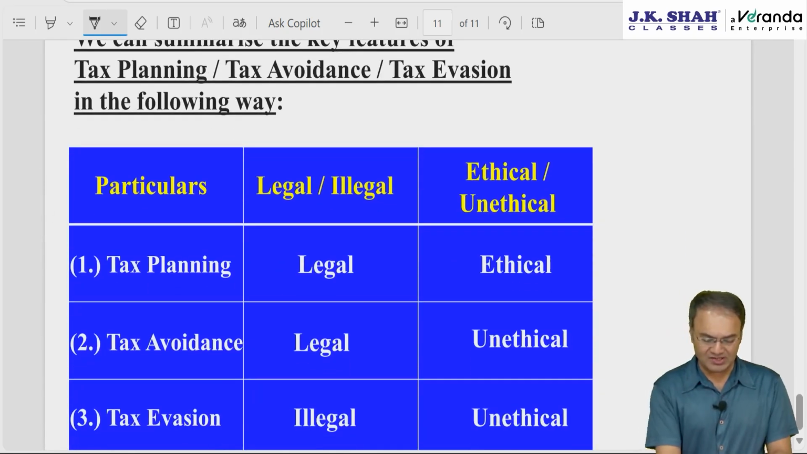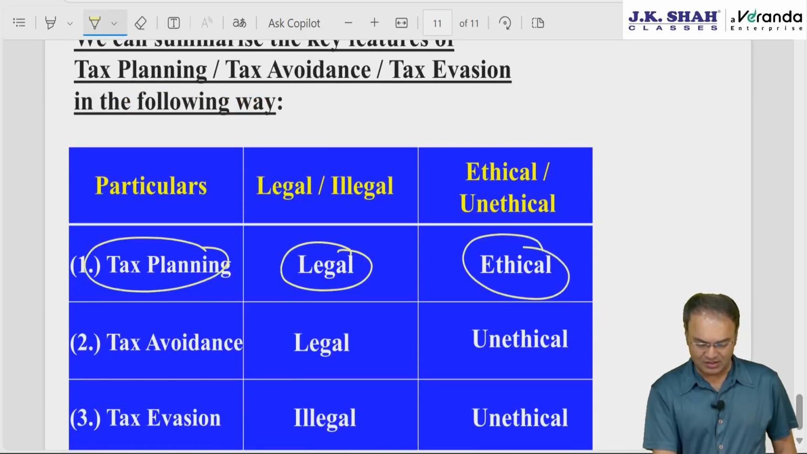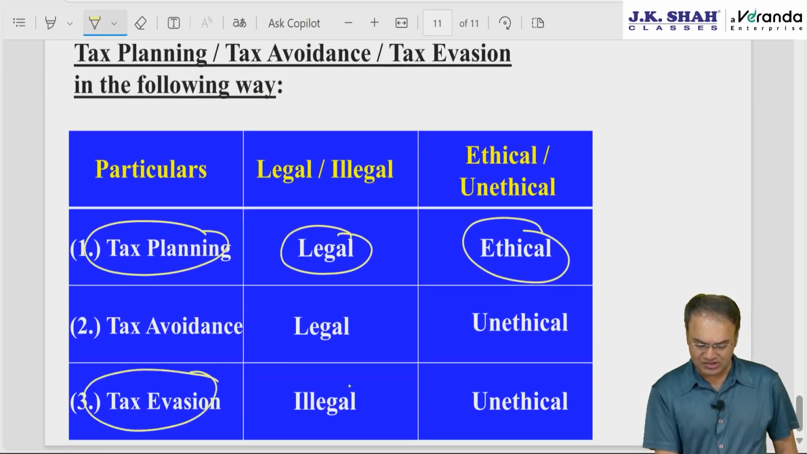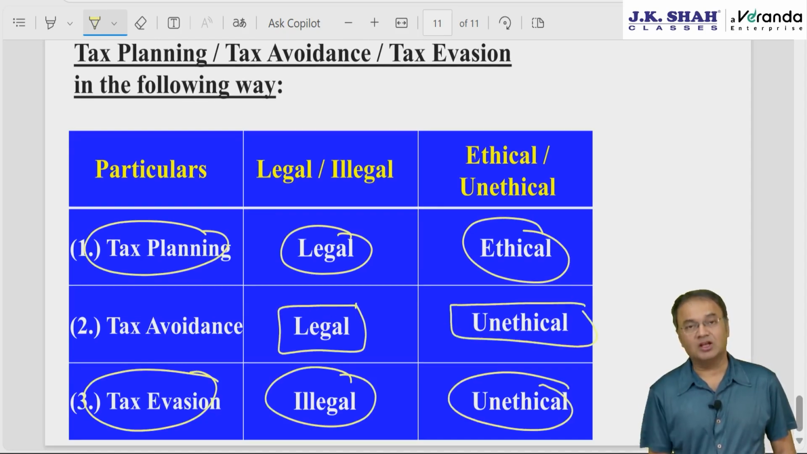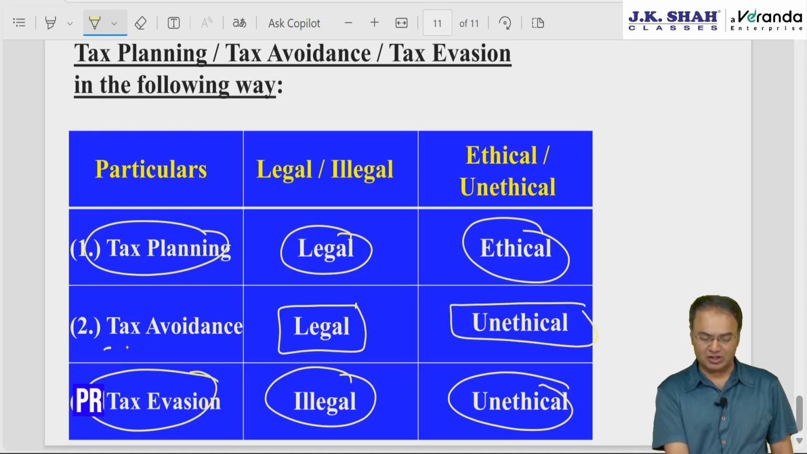So we can summarize as follows. Tax planning is legal as well as ethical. Tax evasion is illegal as well as unethical. Only tax avoidance is legal though it is unethical. And real life clients are interested in doing this.